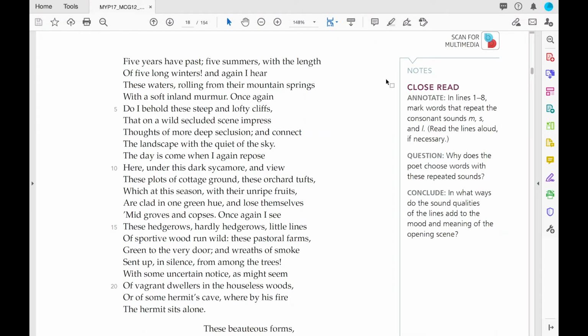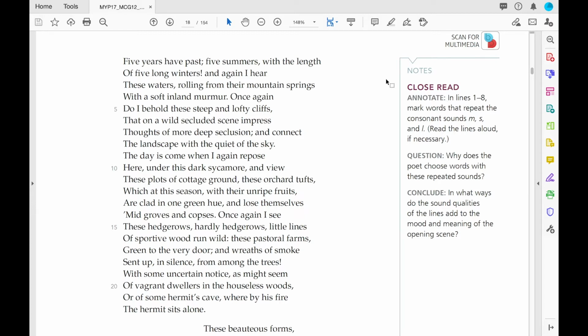Okay, so this is going to be the second reading. We're going to go over Tintern Abbey a little more in depth. I'm going to ask you questions and talk to you about the poem itself, line by line.